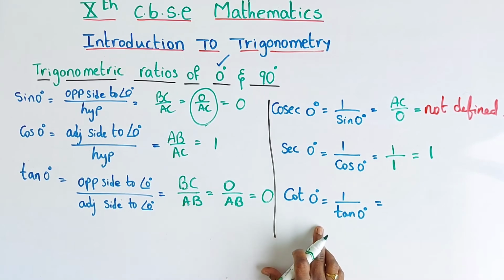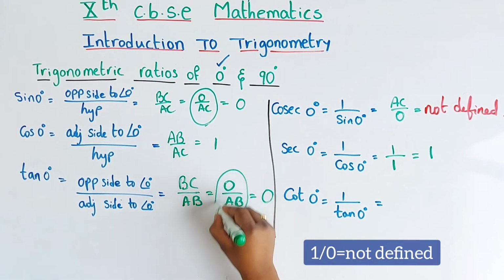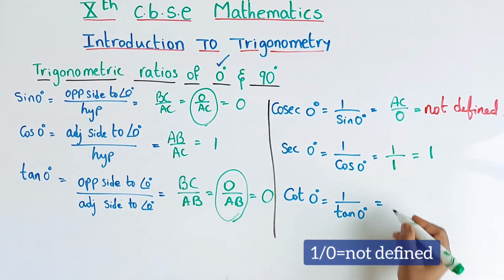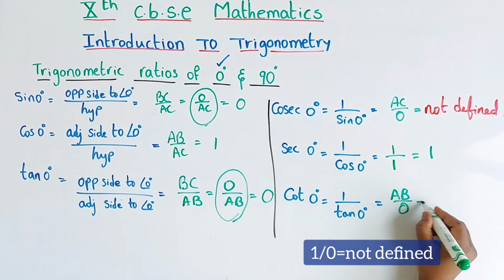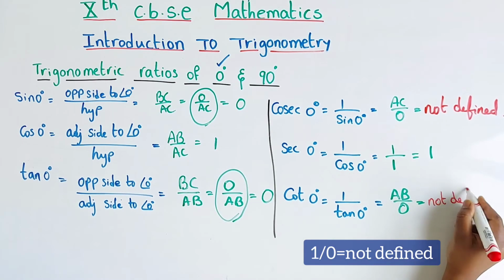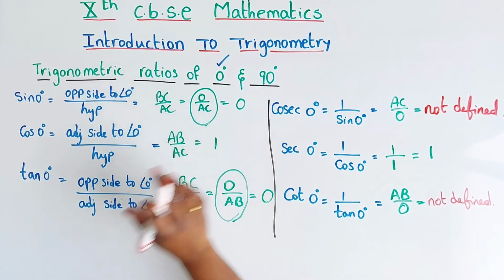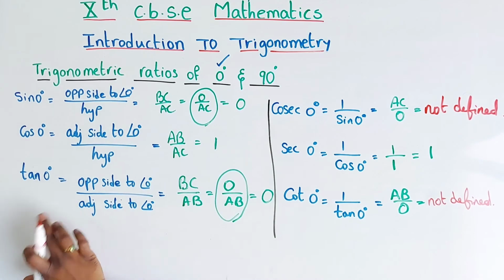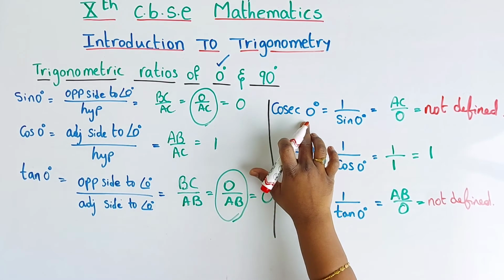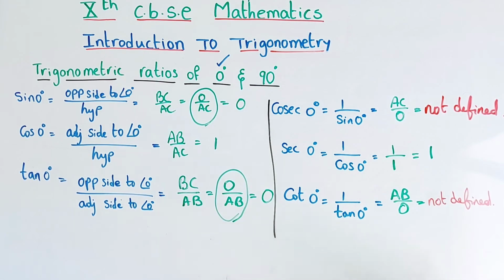Now cot 0 is 1 by tan 0. That means here it is 0 by AB, right, children? So I can write AB by 0, because it is the reciprocal of tan. AB by 0 is nothing but not defined. Right, children? So these are the values for 0 degrees. Sine 0 equals 0, cos 0 equals 1, tan 0 equals 0, cosecant 0 is not defined, secant 0 equals 1, cot 0 is not defined.